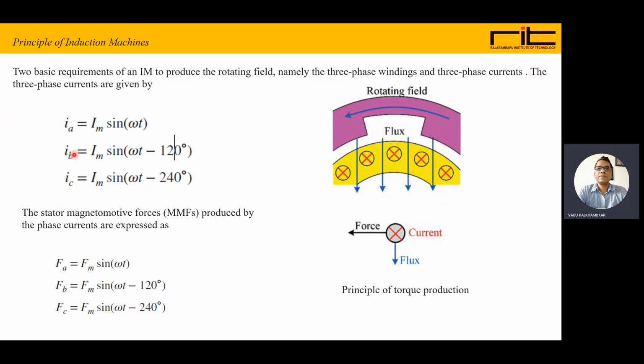Current for phase A, phase B, and phase C: Ia equals Im sin of omega t at the reference, Ib equals Im sin of omega t minus 120, that is a 120-degree phase difference, and Ic equals Im sin of omega t minus 240, that is a 240-degree phase difference.